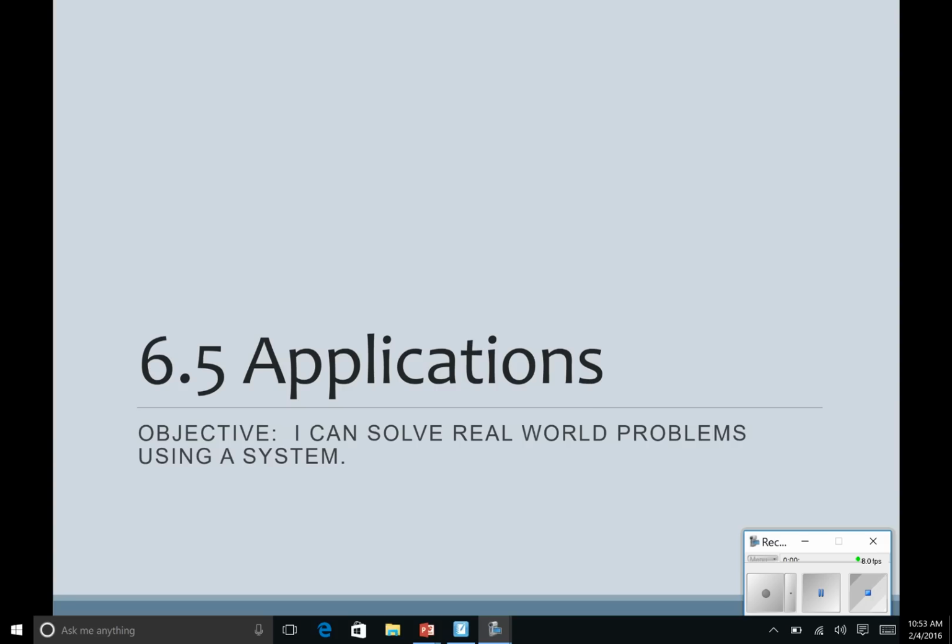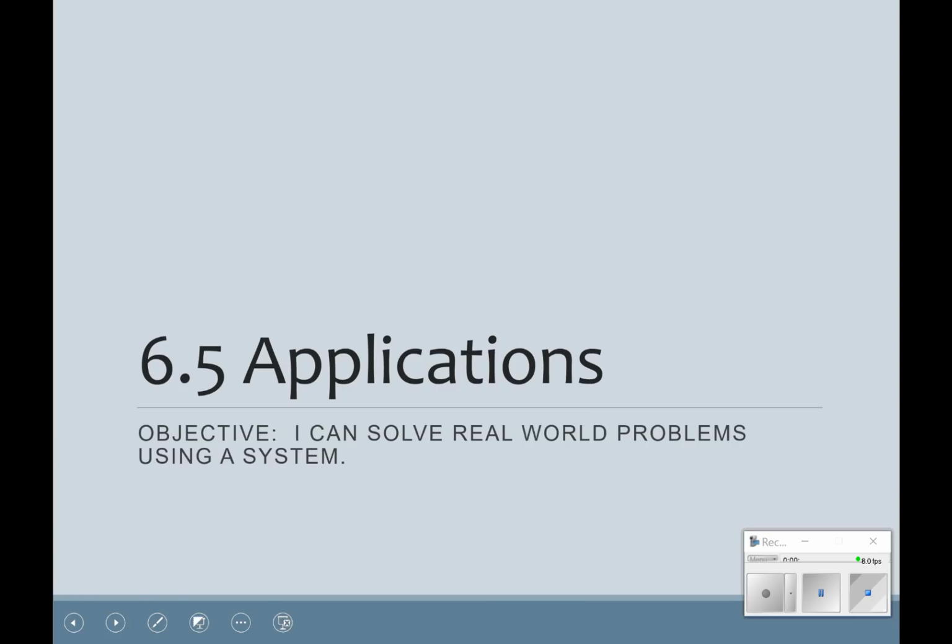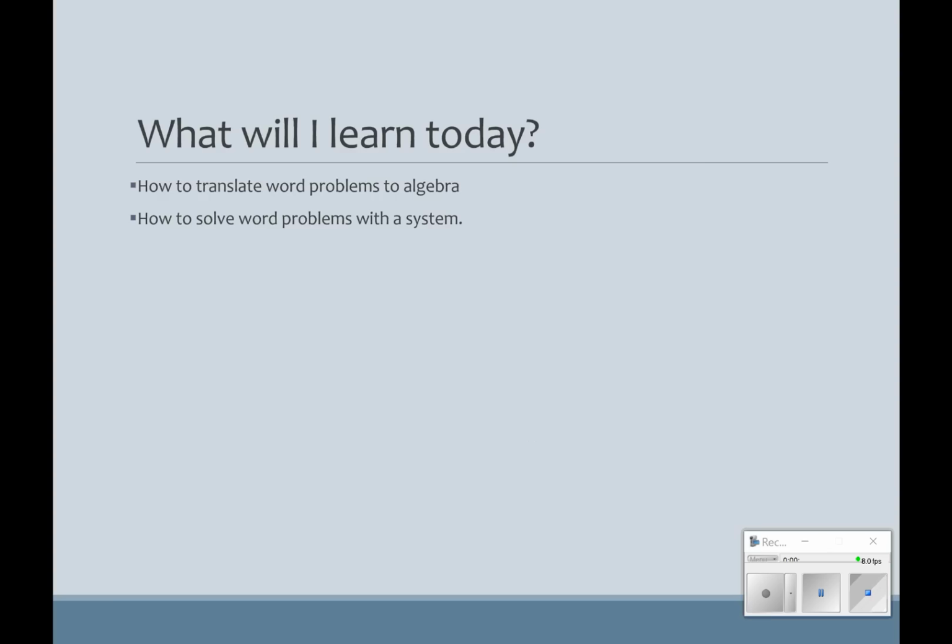But we're back, and so we're going to talk today about solving word problems using systems. So we're going to learn how to translate word problems. I know you're all groaning right now, but unfortunately, we learned the math to use it in the real world. Okay, so it makes problem solving easier.